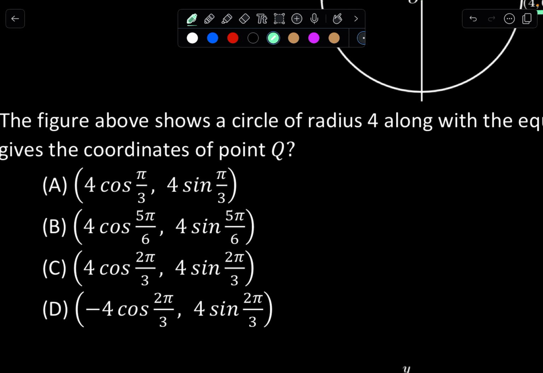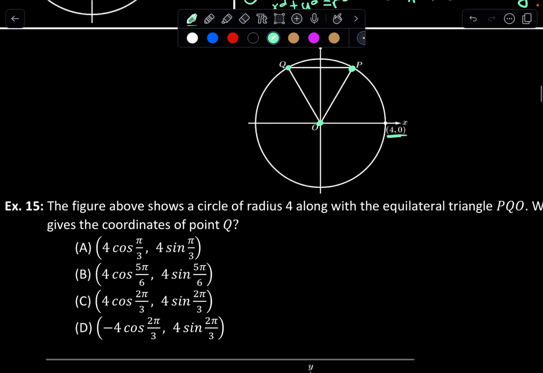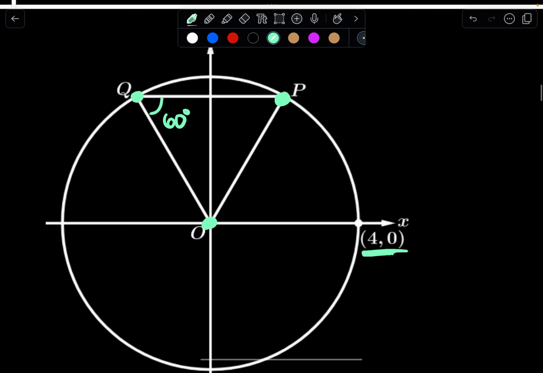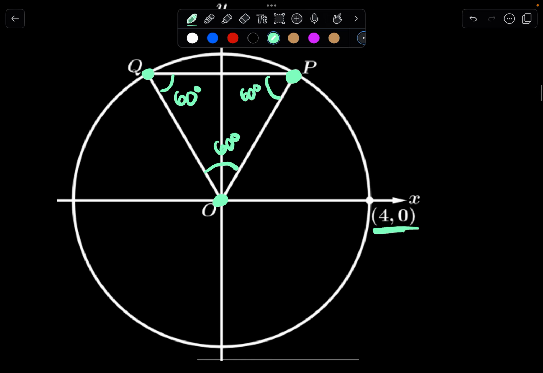So there's a lot of assumptions being made here. It's an equilateral triangle, which means all of the angles have to be 60 degrees. So I'm going to do a 60 here, 60 degrees here, and then 60 degrees here. Now, the y-axis looks like it is slicing this angle in half, which means this could be a 30-degree angle here, and then a 30-degree angle over here as well.